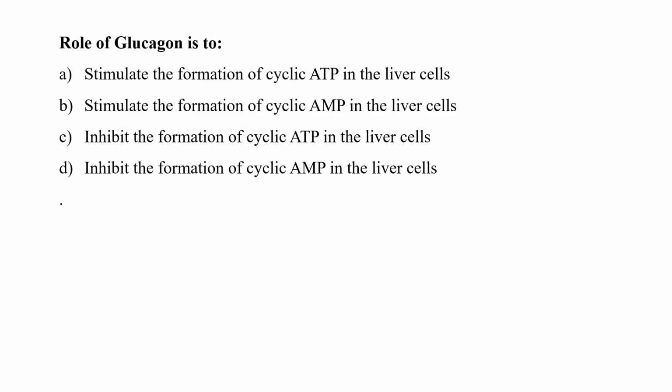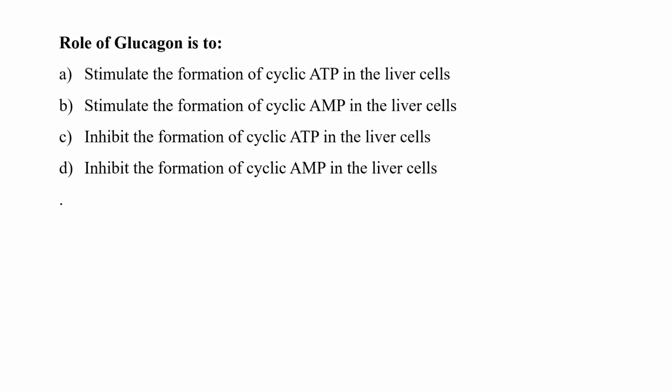Role of glucagon is to stimulate the formation of cyclic ATP in the liver cell, stimulate the formation of cyclic AMP in the liver cell, inhibit the formation of cyclic ATP in the liver cell, or inhibit the formation of cyclic AMP in the liver cell.